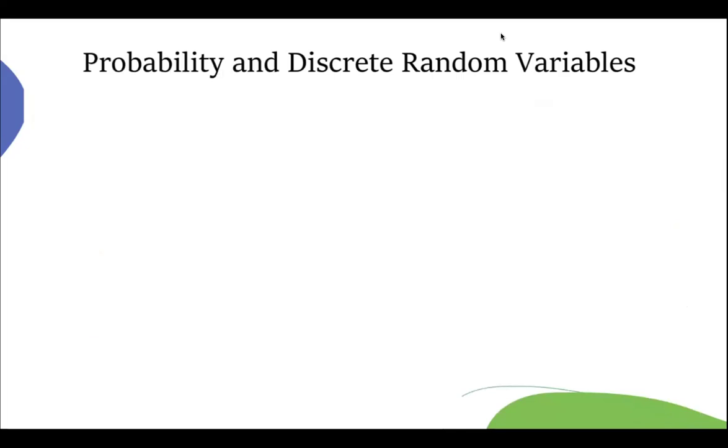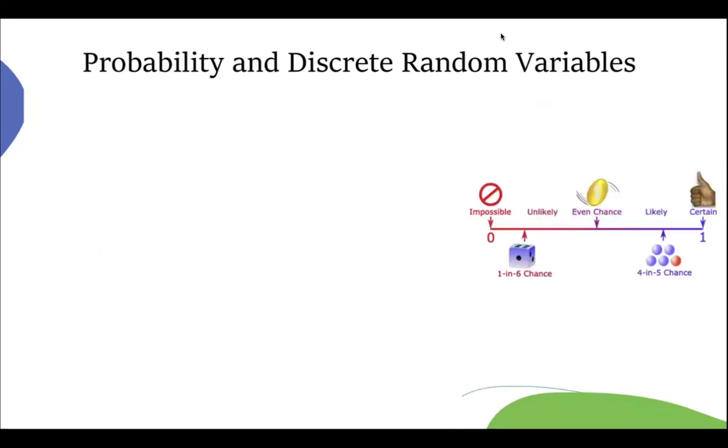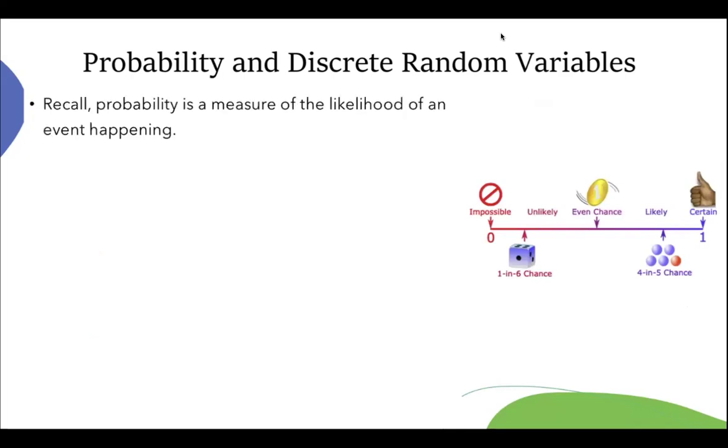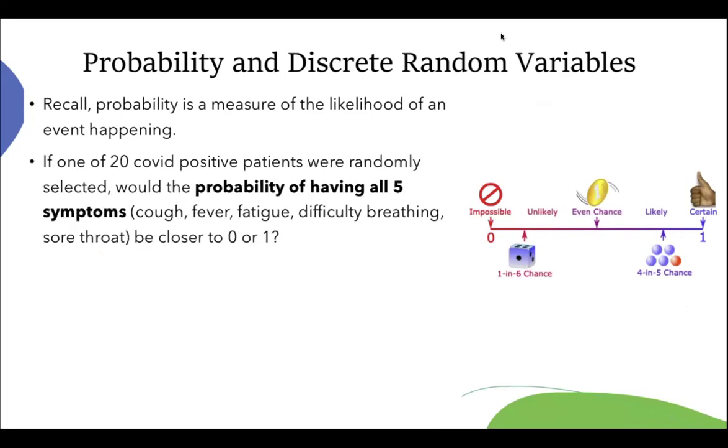So now let's look at probability and these discrete random variables. Remember, probability is the measure of the likelihood of an event happening, and it goes between 0 and 1. If 1 of 20 COVID positive patients were randomly selected, would the probability of having all 5 symptoms, cough, fever, fatigue, difficulty breathing, and sore throat, be closer to 0 or 1?